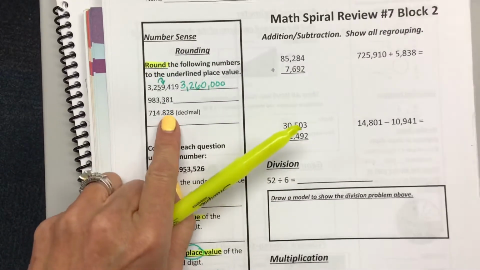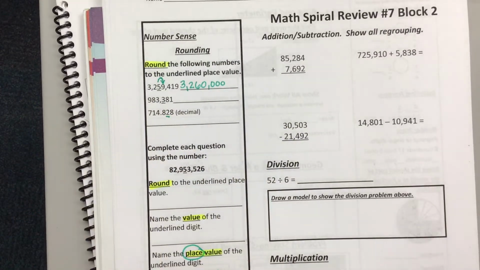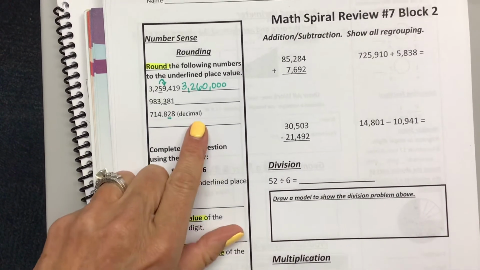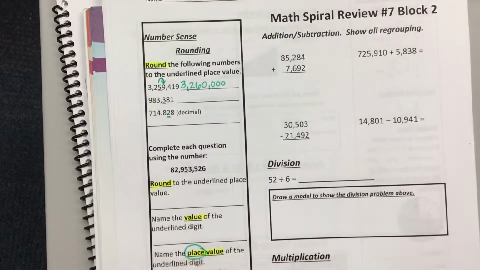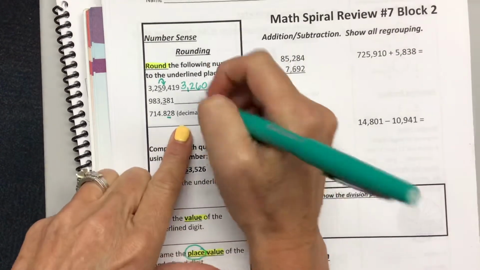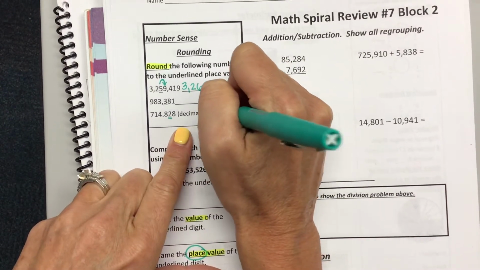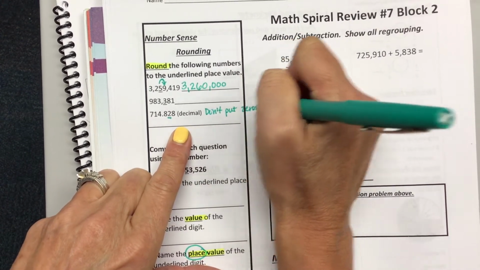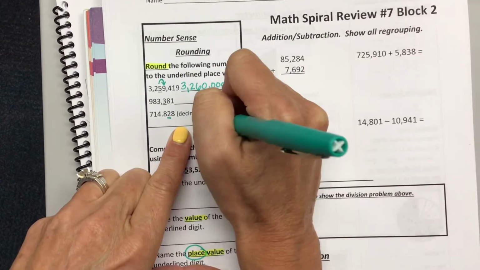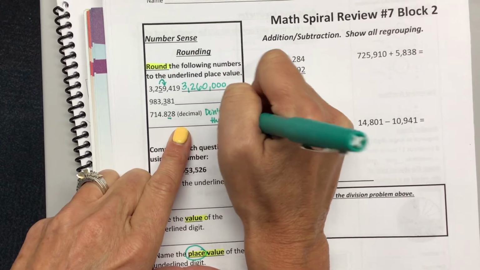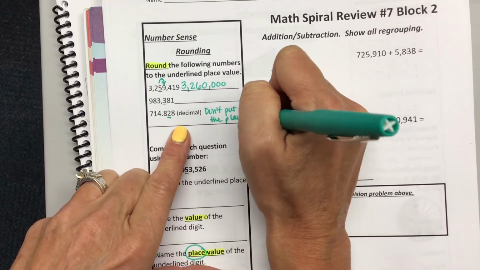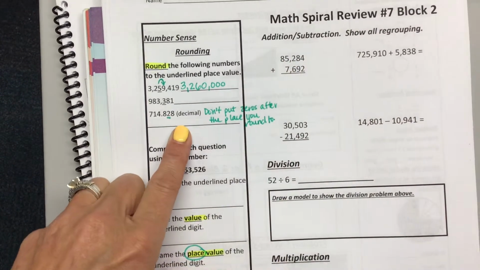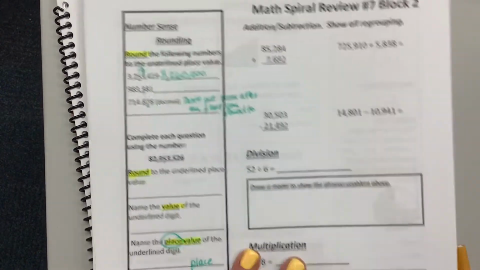Okay, on this one, rounding decimals, what is different about rounding decimals than rounding whole numbers? Remember something that's different about that, Landon? Right. Don't put zeros after the place you round to. You don't change the judge and all the digits after to zeros.